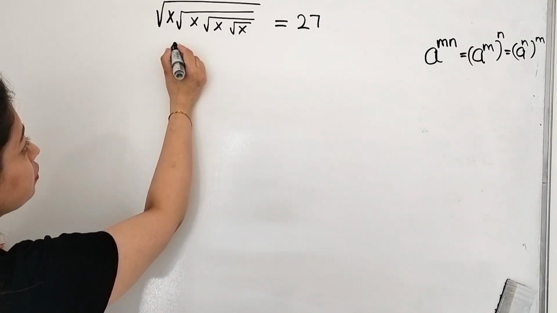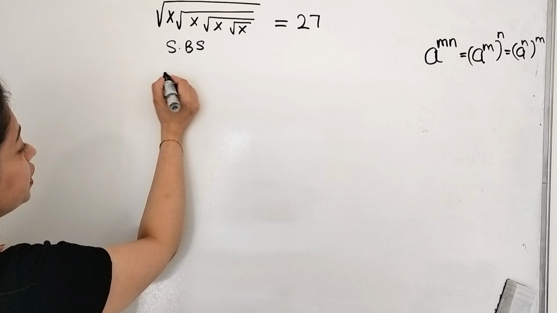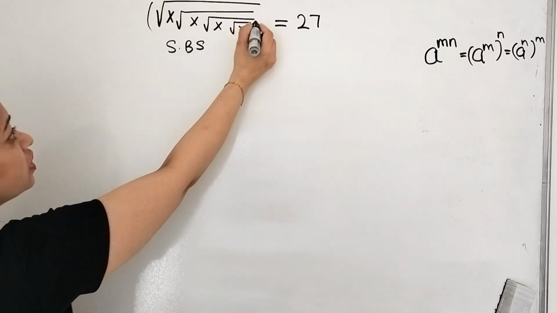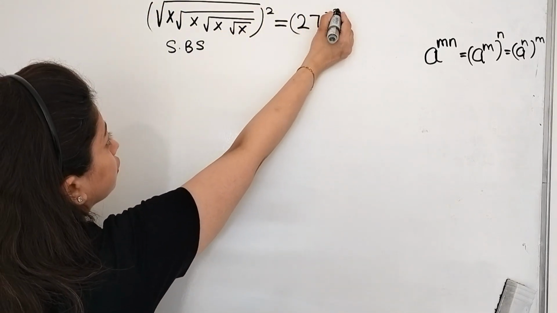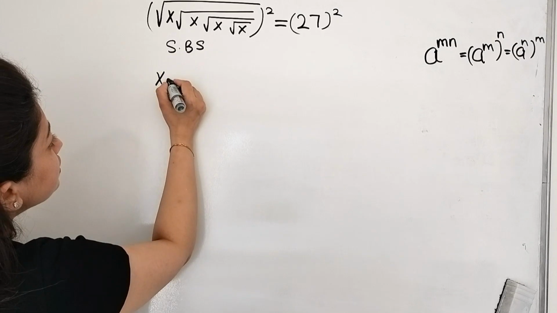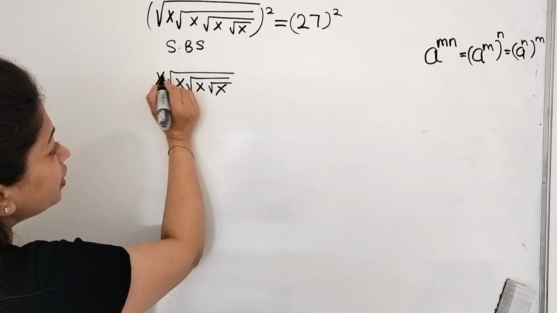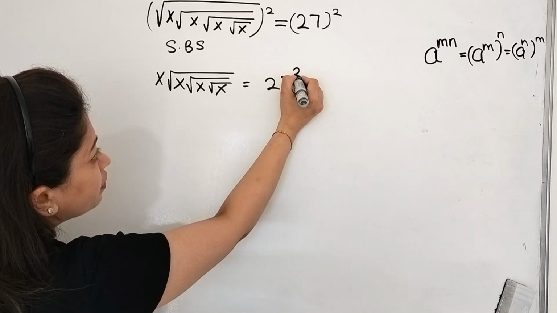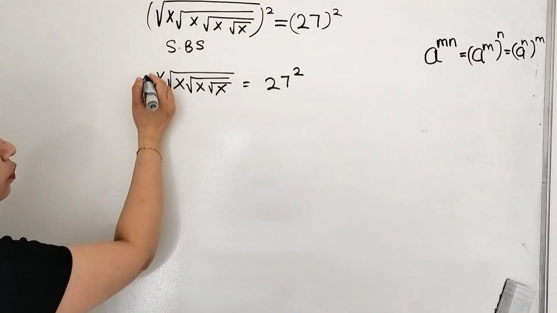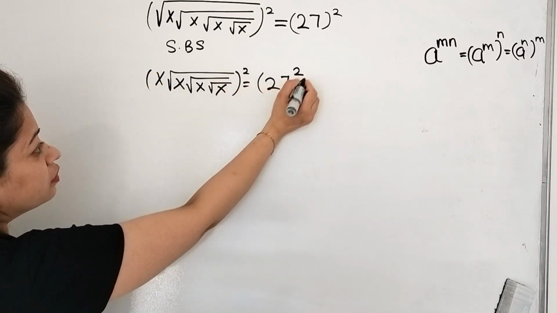Squaring both sides. If we square both sides, we will get x under root of x, x and x, and this is 27 raised to power 2. Then we will square both sides again.